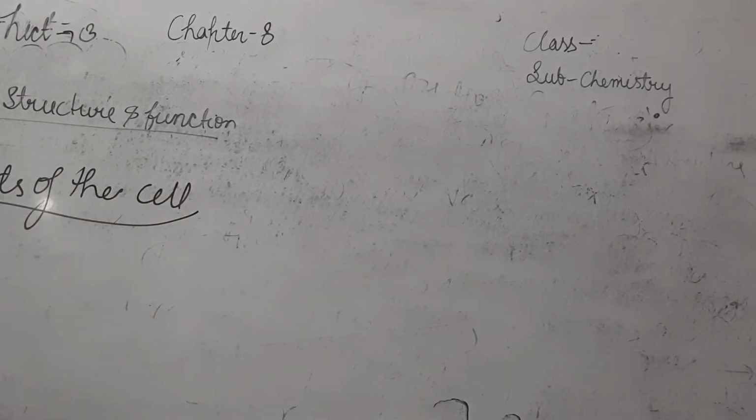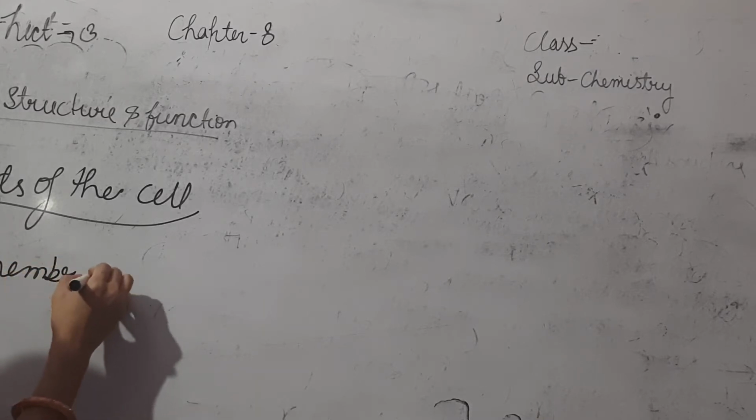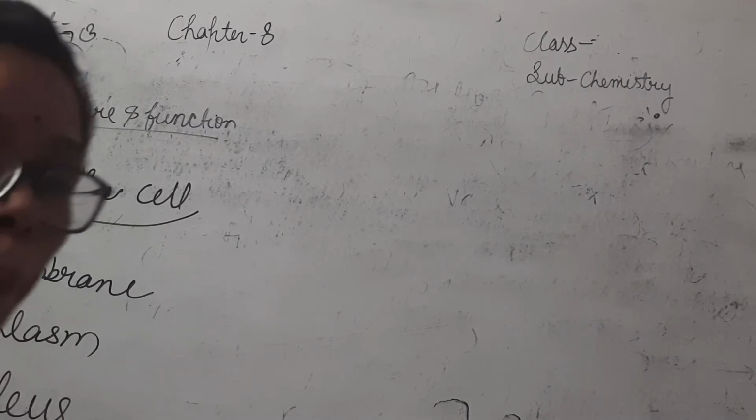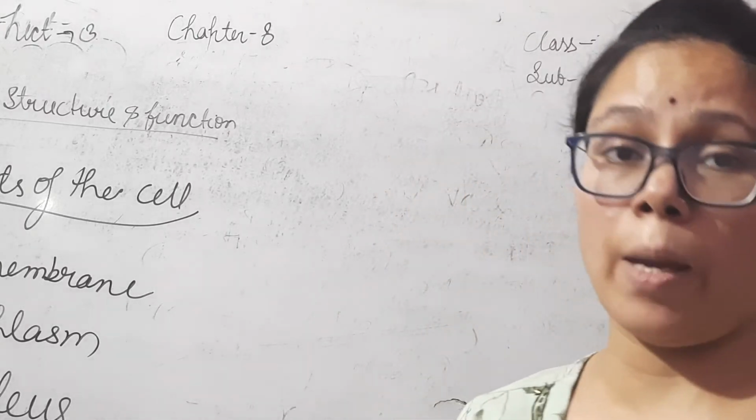There are three main parts of the cell. The first one is the cell membrane, the second one is cytoplasm, and the third one is nucleus. These are the different parts of the cell. First we talk about the cell membrane.